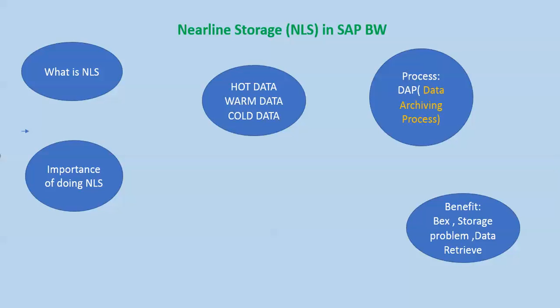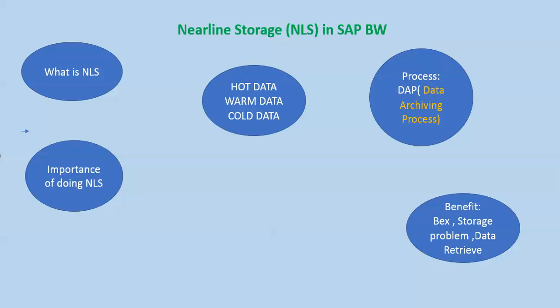Now I'm coming to the importance of doing NLS. As I mentioned, we cannot keep all the data in our main system. We should transfer the older data to some other system. And the importance of NLS is that we can have reporting on the NLS data. It means if I give you an example like BEx, a reporting tool, or any other reporting tool, it supports archived data. Even if you archive the data, you have the possibility to do reporting on it.